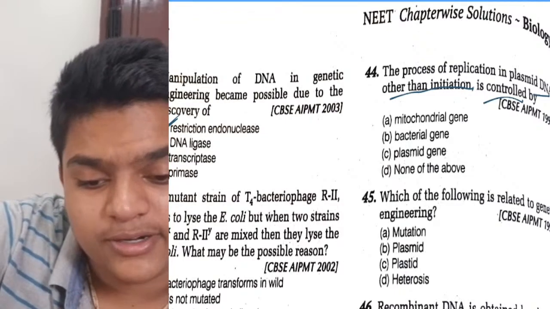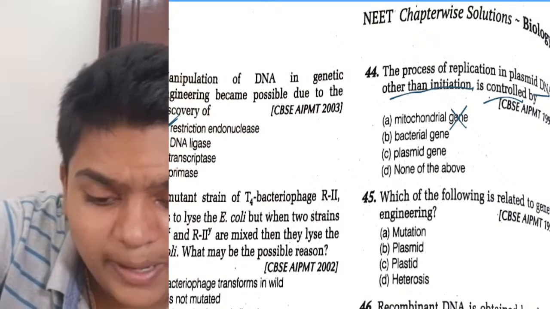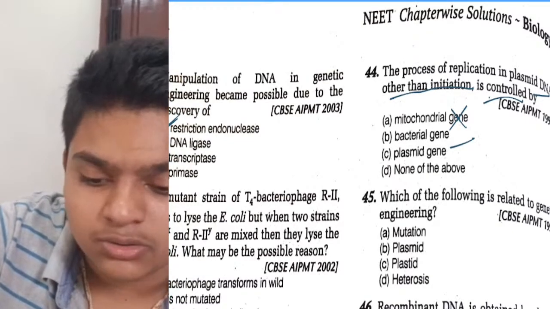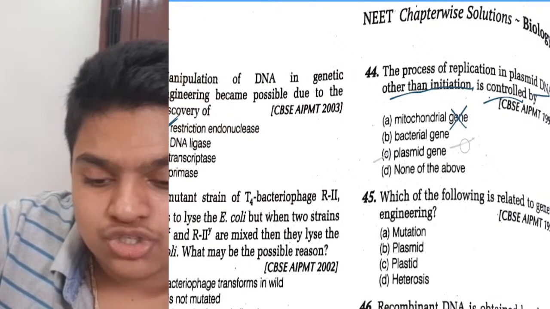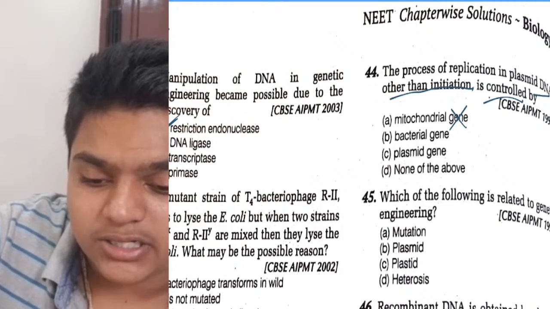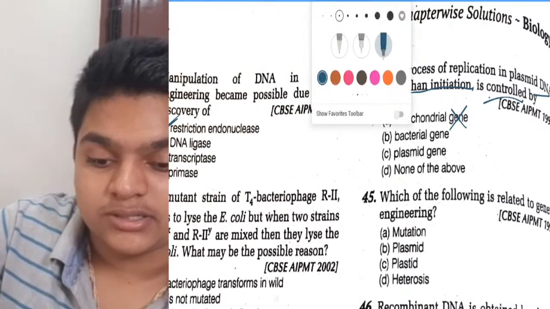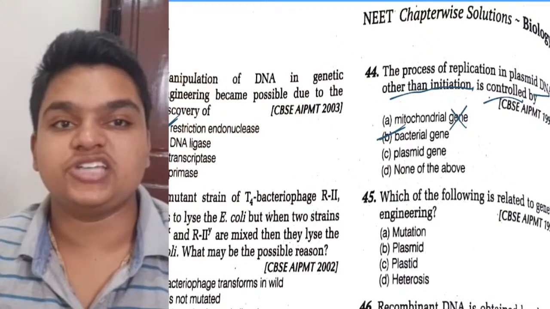Initiation to mitochondrial gene: we haven't discussed mitochondrial gene. We have only plasmid gene. Initiation to plasmid gene would do, but they have asked for other than initiation, right? So you have to opt for bacterial gene as your correct answer. Bacterial gene proceeds with this plasmid further after the initiation.